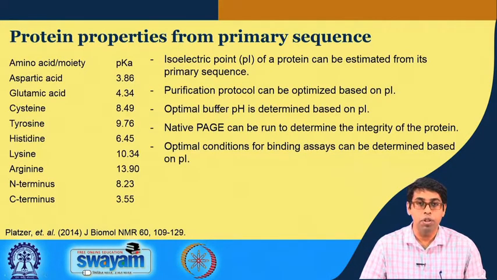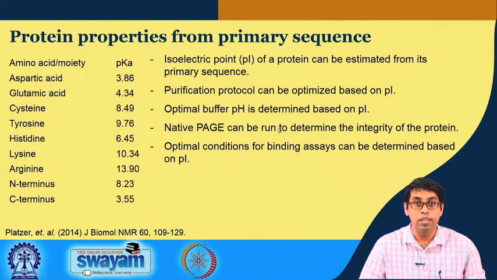So, in this case, we want to have a pH where the protein will be highly soluble. So, if the pI is 7, you would want to make a buffer which has a pH of either 5.5, so significantly less than the pI, or 8.5, significantly higher than the pI, so that the protein is either positively charged or negatively charged under these conditions.